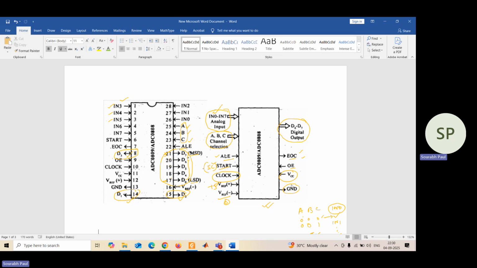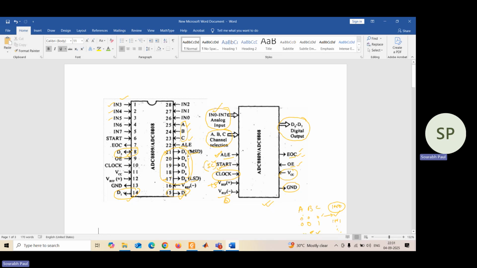When we have to do the interfacing of this ADC0808 or ADC0809 with 8051, these pins play an important role. Now, what is the meaning of these different pins? ALE stands for address latch enable. When you are giving an appropriate value in the channel lines ABC, for example 000, my first input is getting selected. That address will be latched by using this ALE line.